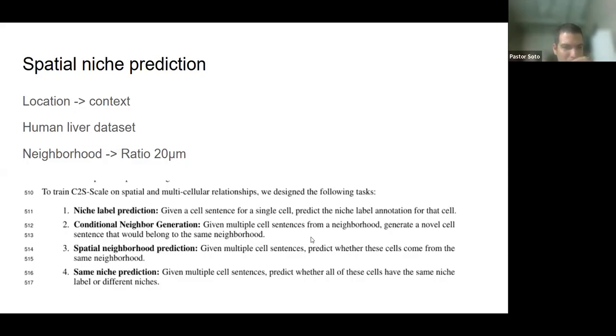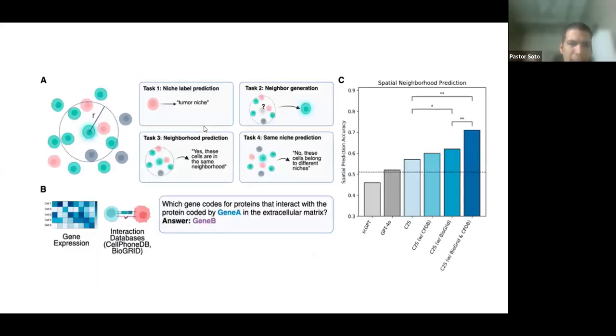So we will see that in an example, but also they have a spatial neighborhood prediction, which is given multiple cell sentences, they predict whether the cells come from the same neighborhood, and the same niche prediction, which is given multiple cell sentences, predict whether all those cells have the same niche label or different niches. And let me show you what this means.